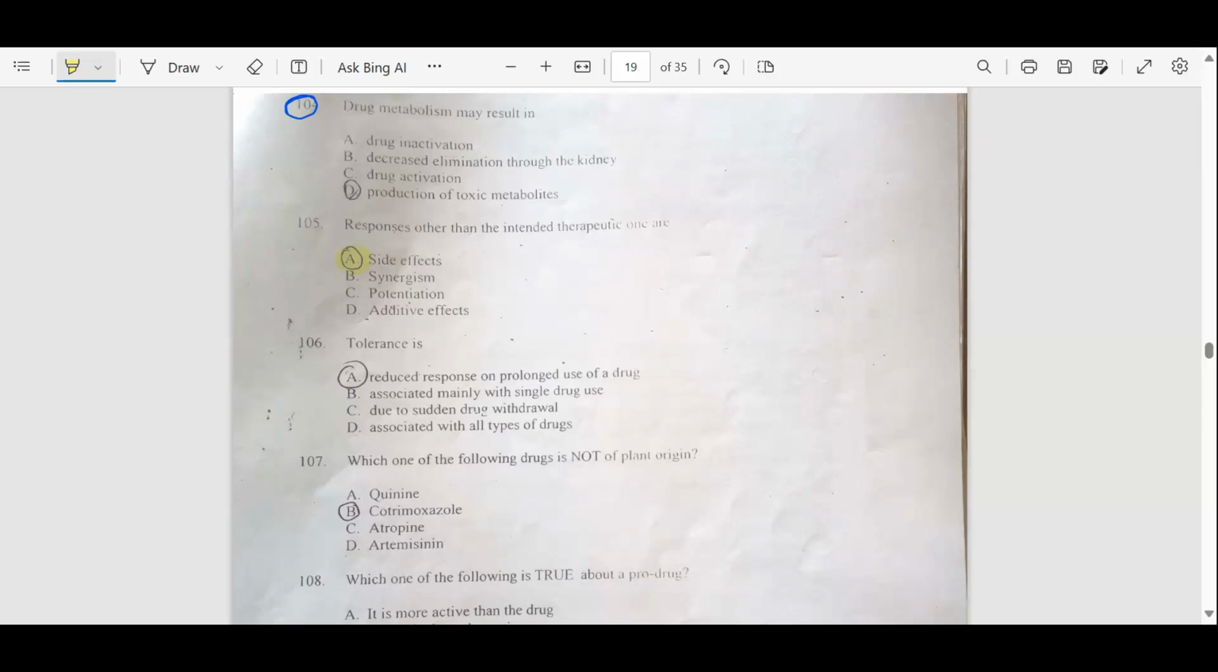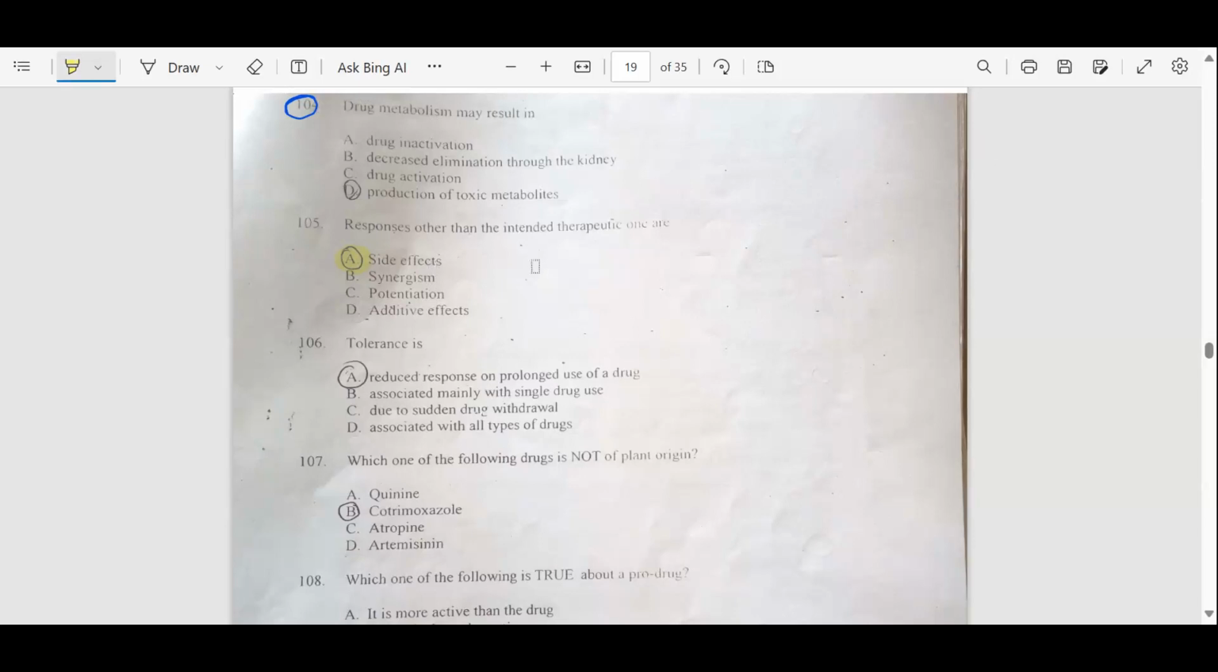We can use that as a synergistic effect, I think. For synergism, the combined effect is usually greater than the sum of the effects of the two drugs, if that makes sense. And the additive effect is just the sum. For additive effects, you combine the two and it's just the sum. Okay.